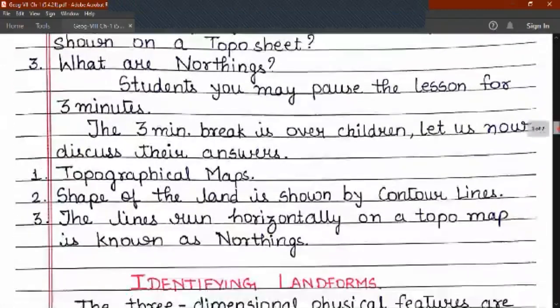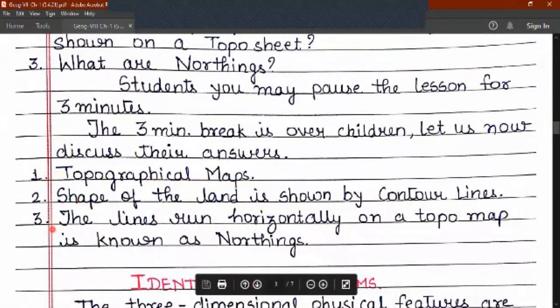Okay. The 3-minute break is over, children. So let us now discuss the answers. Answer number 1. Topographical maps. Answer number 2. Shape of the land is shown by contour lines. Answer number 3. The lines that run horizontally on a topo map are known as northings.